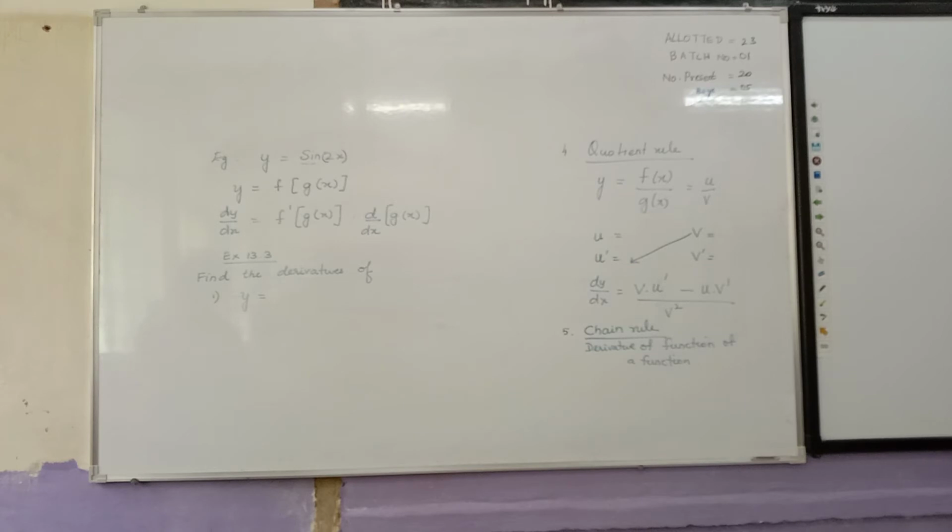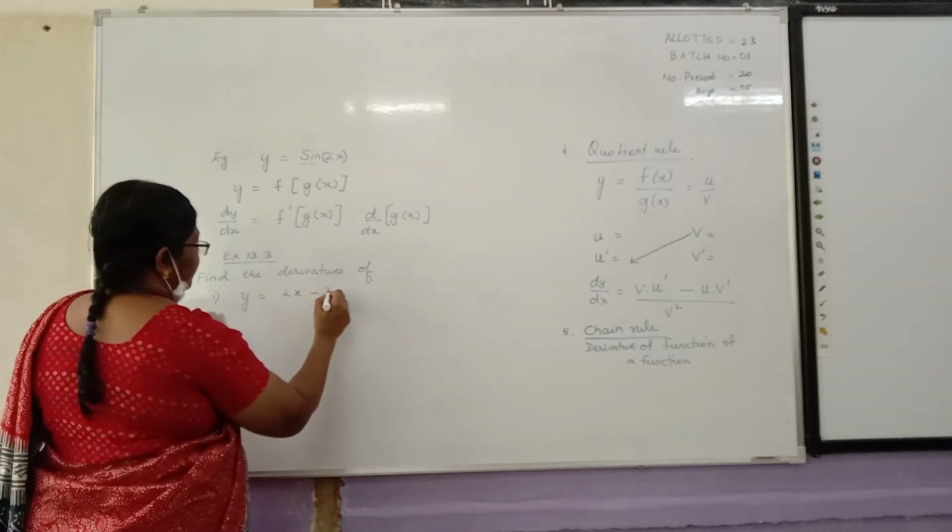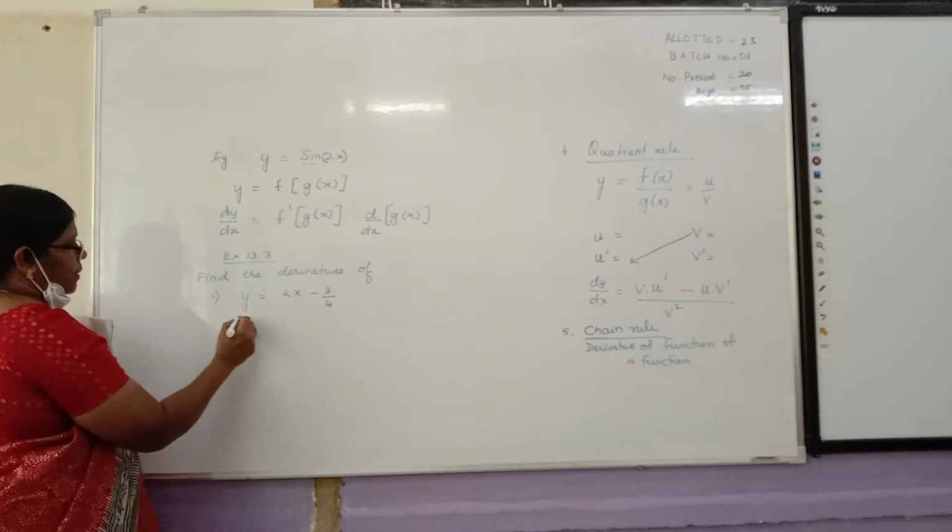Okay. Number 1, y equal to. No need to see your book. I will give my own sum. The textbook only selected sums. y equal to 2x minus 3 by 4. So what is your dy by dx?